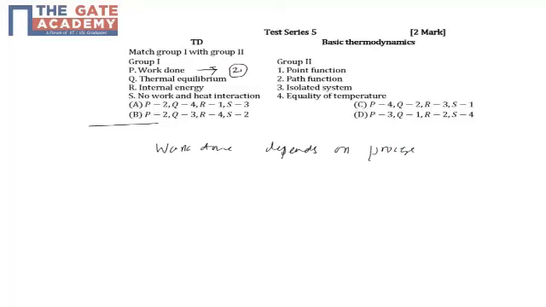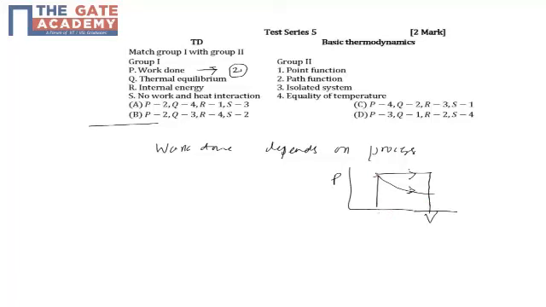It depends on the process, whether the process is isothermal or isobaric. And if I'm drawing it in a PV diagram, the work done will be the area under the curve, and it depends on what path it follows. Like if it is isobaric, the area under the curve will be more. If it is isothermal, the area in the given volume range will be less.